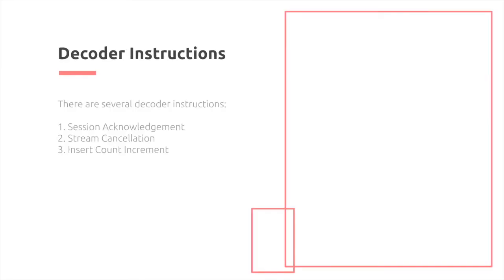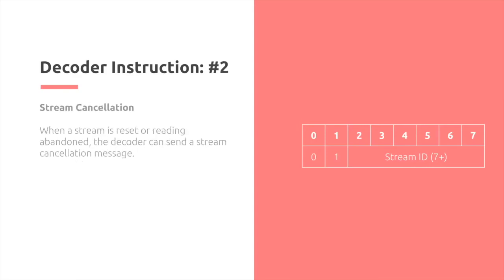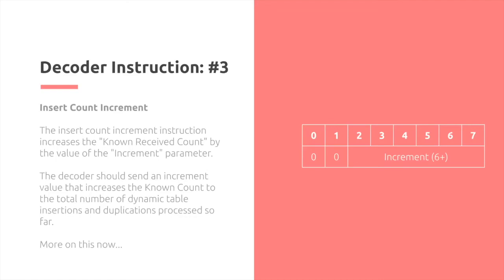For the decoder, there are several instructions: section acknowledgement, stream cancellation, or insert count increment. Section acknowledgement: after processing an encoded field section whose declared required insert count is non-zero, the decoder emits a section acknowledgement instruction. For stream cancellation, if a stream is reset or reading is abandoned, the decoder can send a stream cancellation message. So what is insert count increment? The insert count increment instruction increases the known received count by the value of the increment parameter. The decoder should send the increment value that increases the known count to the total number of dynamic table insertions and duplications processed so far.